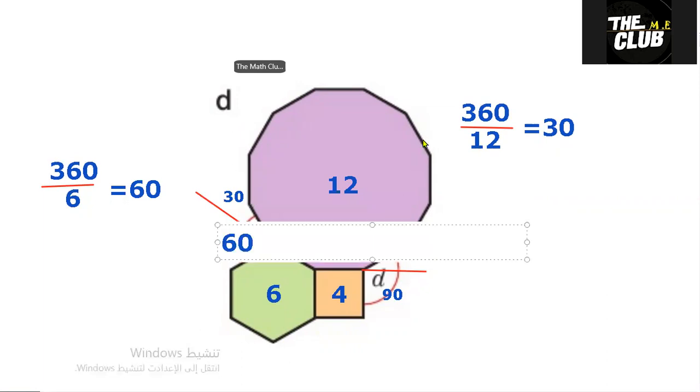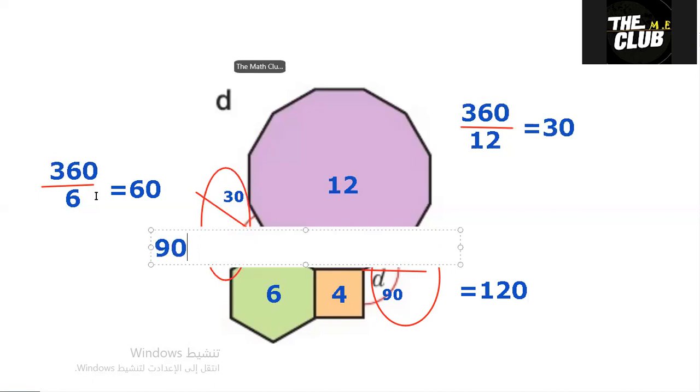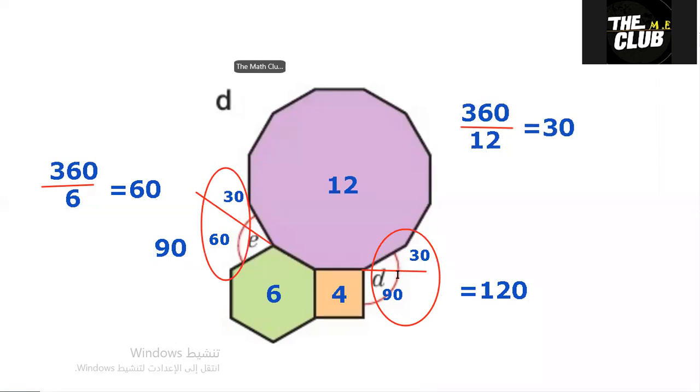Now, after finding all the angles, I can add up the angles to find angle D and angle E. I'm going to add up 30 and 90 together to find D. So D equals 30 plus 90, which is 120. So we found D, which is 120. And then we come to E: add 30 and 60, and the answer will be 90. So angle E is 90 and angle D is 120. And this is how you answer a question like this.